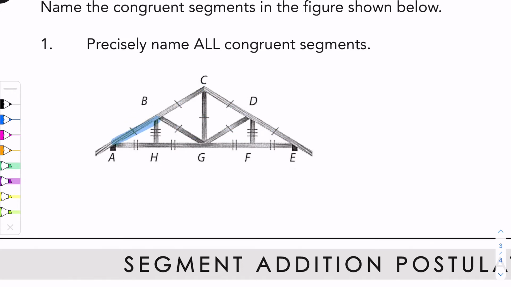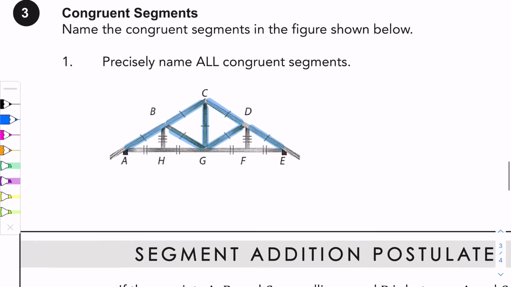So segment AB is congruent with segment BC, which is congruent to segment CD, and then DE. I'm also looking at a congruent segment here from G to D, from G to C, and from G to B. So I have a lot of congruent symbols that have that one single slash mark.